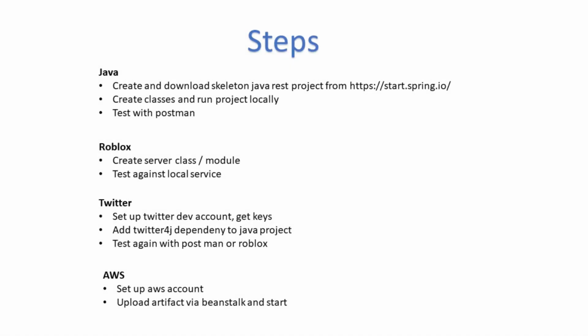Okay, so let's look at the steps that we have in front of us. These are more or less the steps in chronological order. We're not going to start with Roblox. Rather, we're going to start with the service first. We're going to try to build the Java artifact, then run it locally, see that it runs, and then go step for step until we finish it. So let's jump right into the Java side first.